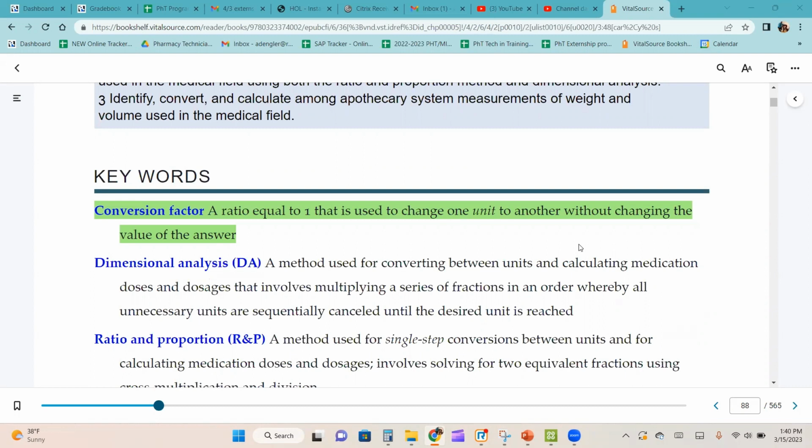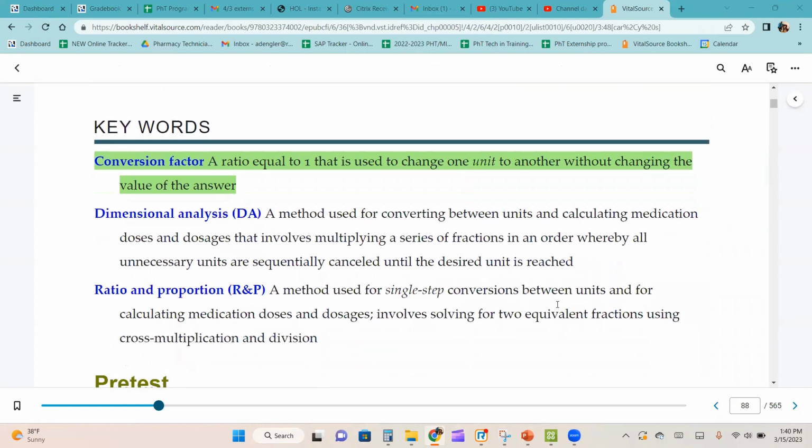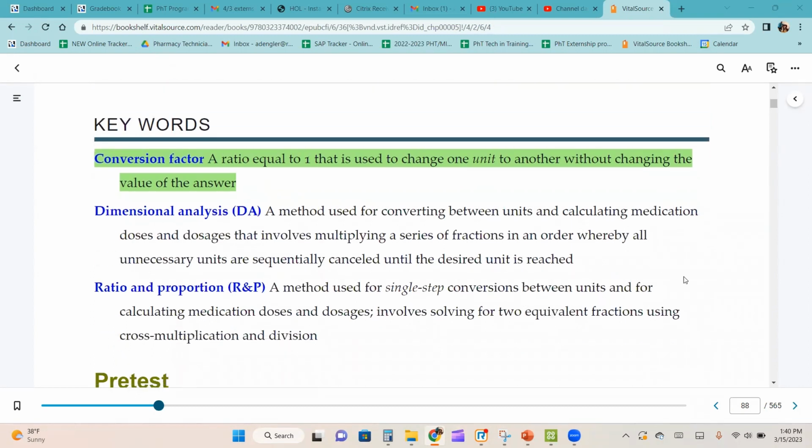We are going to solve all of the problems with ratio and proportion, a method used for single step conversions between units and for calculating medication doses and dosages. It involves solving for two equivalent fractions using cross multiplication and division. So this is going to be the way that we teach it at Ross.